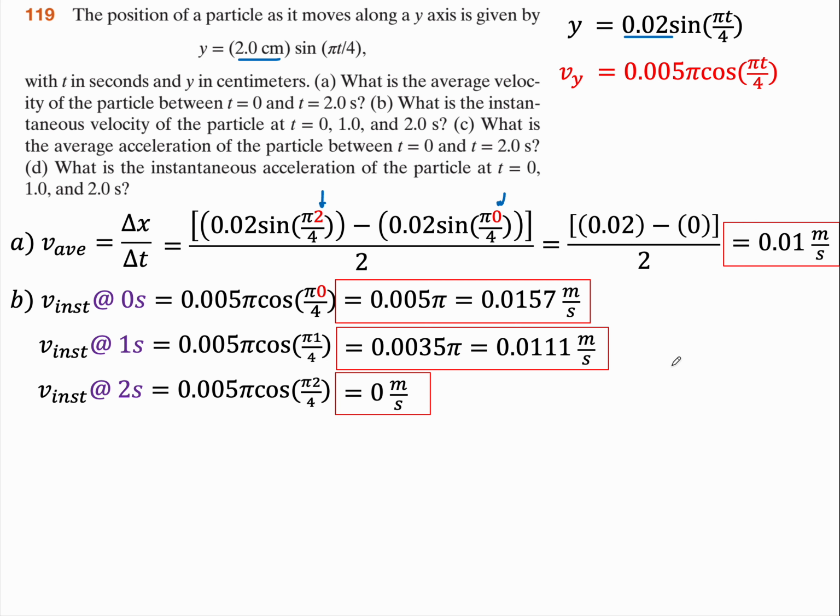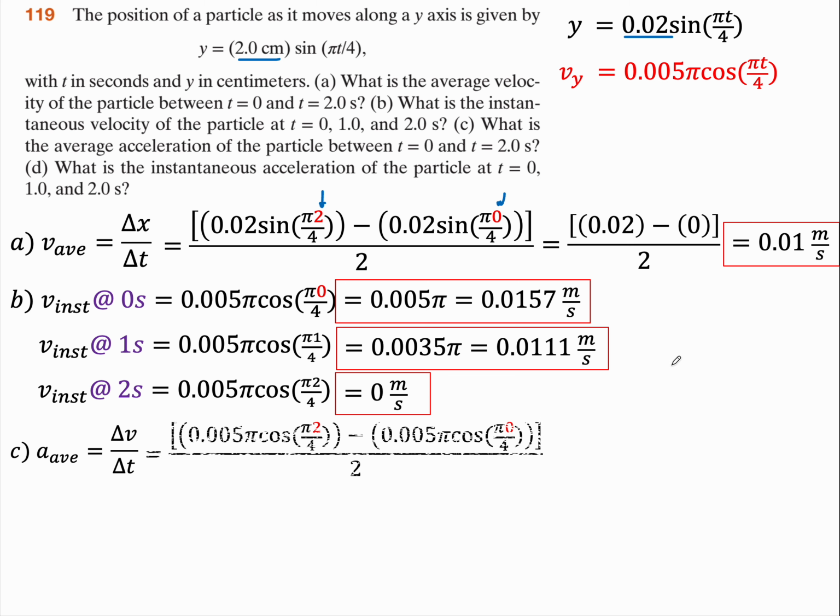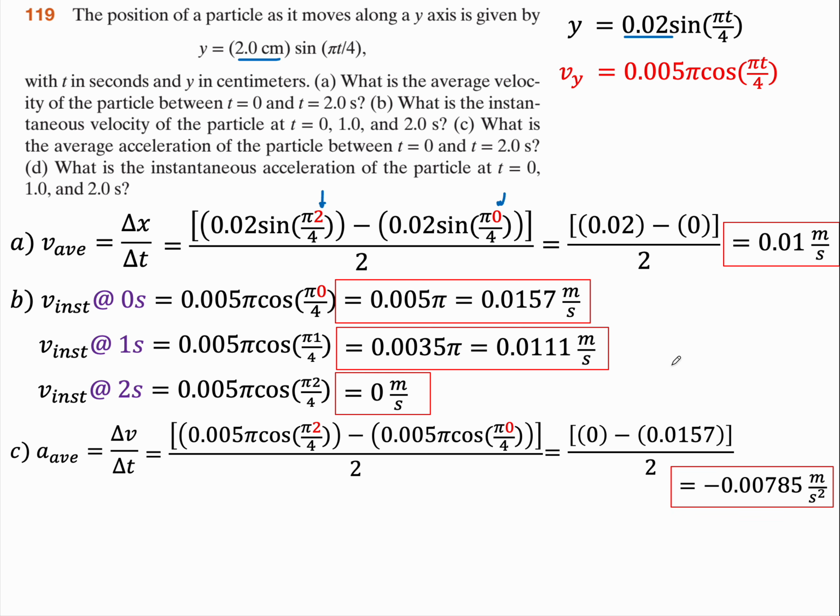Part C, what's the average acceleration between 0 and 2 seconds? Well, again, remember, average is just the change in the velocity over the change in time. In this case, we can use the two answers we have already, the velocity at 2 seconds minus the velocity at 0 seconds, which just ends up being this, or dividing that, you end up with that. Average acceleration between 0 and 2 seconds is given by that.